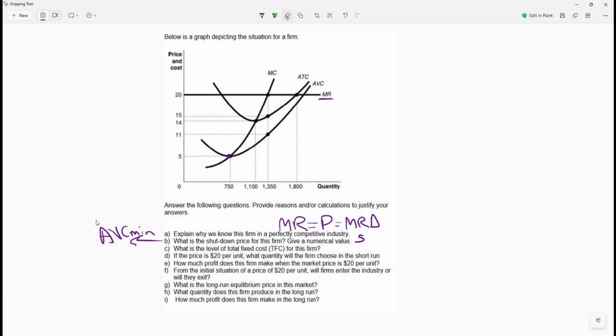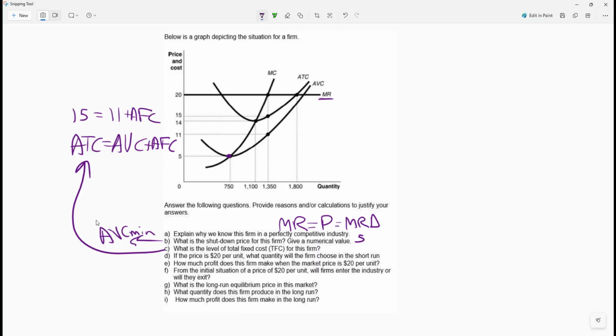Next, what is the level of total fixed cost for this firm? This one takes a little bit longer to calculate. So let's put this up here. First thing I know is that average total cost equals average variable cost plus average fixed cost. So I want to find a place where I have two of these numbers, and then I just need to solve for the third. I've got only one spot where they're exactly on the same quantity. I see right here 15 is the average total cost and 11 is the average variable cost. So I could fill in that 15 = 11 + average fixed cost.